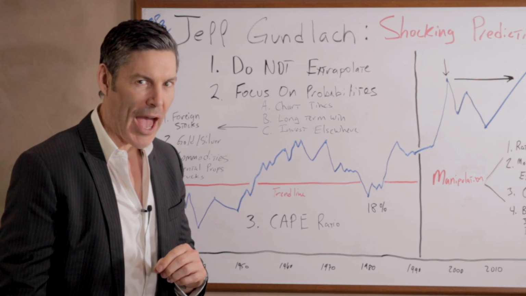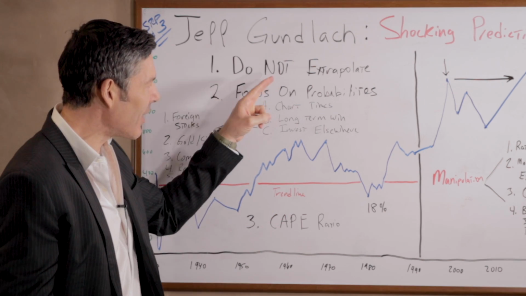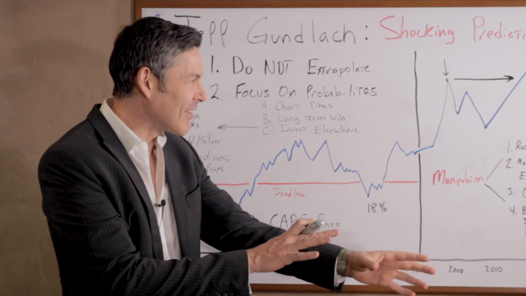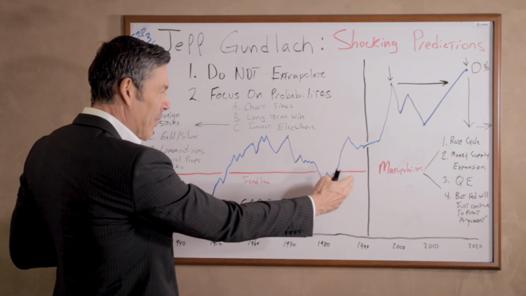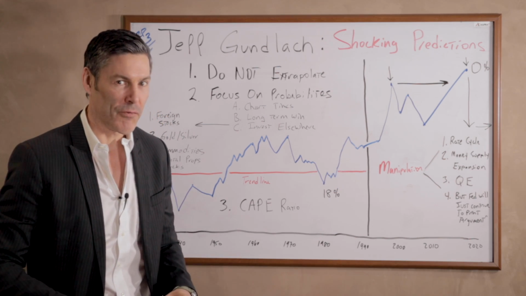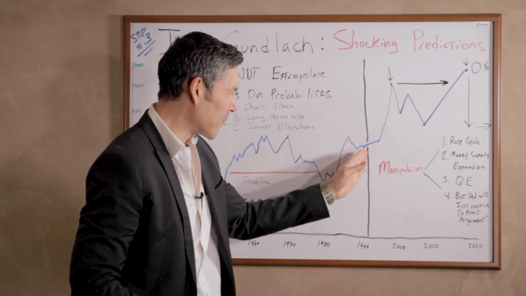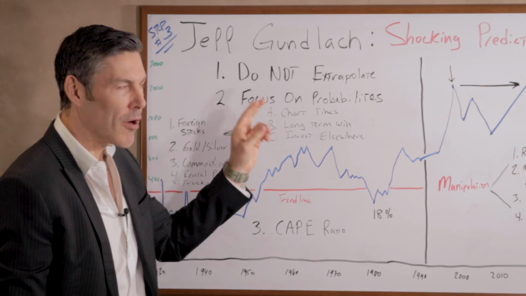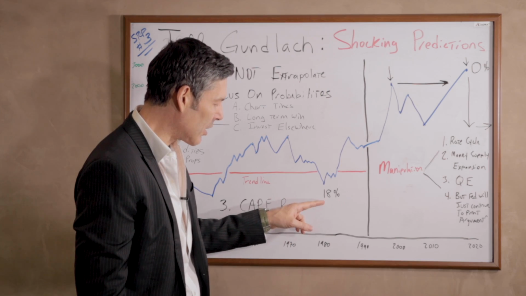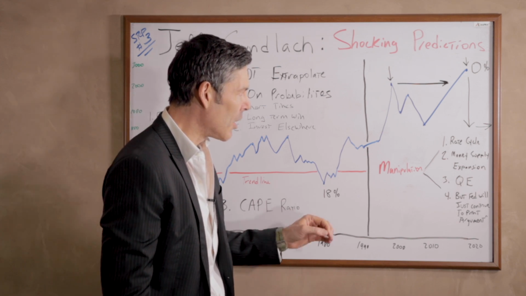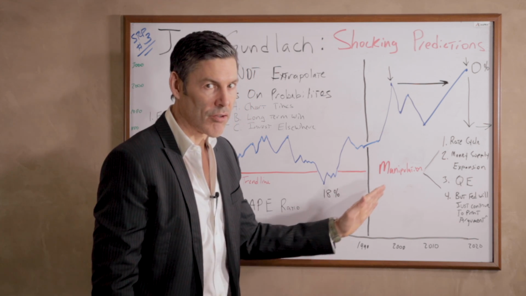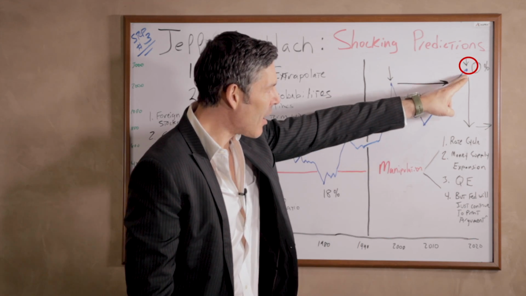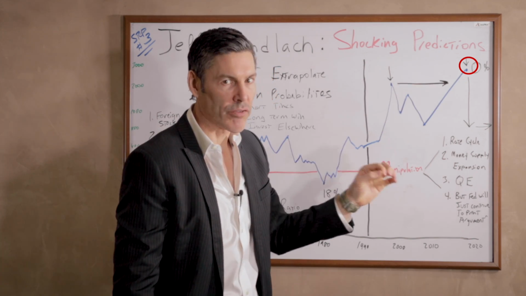So my first piece of actionable advice is do not extrapolate. The past doesn't necessarily predict the future. And to be fair, this past doesn't necessarily predict the future as well, just as you can tell from 1990 to 2020. It's all about focusing on probabilities. If you would have bought the market here in 1980, the probability of you making money in the next 10, 20, 30 years was far greater then than it is now when you're buying the market at all-time highs.